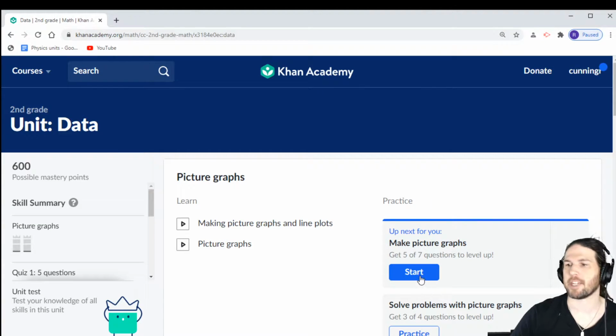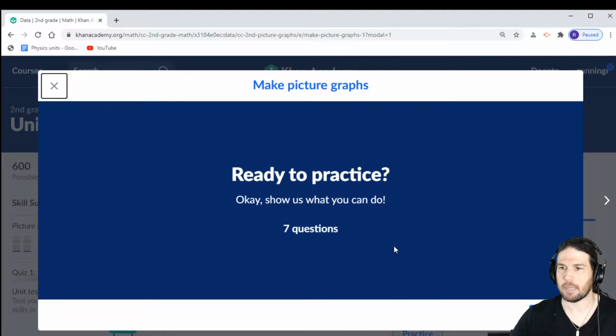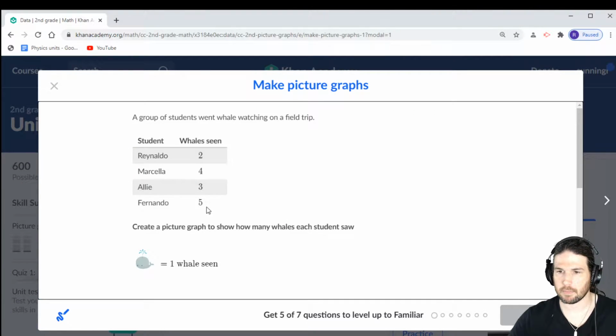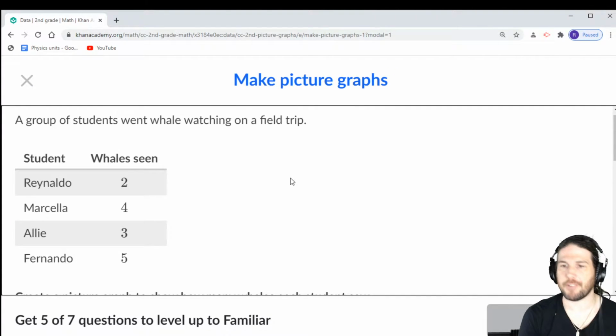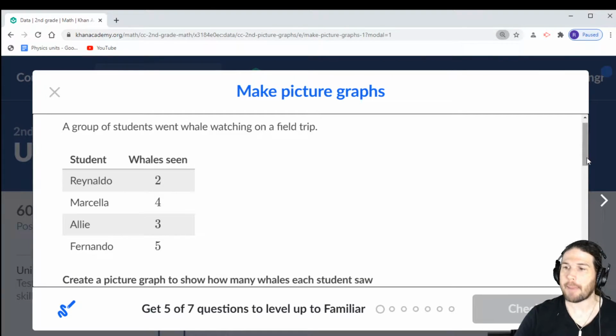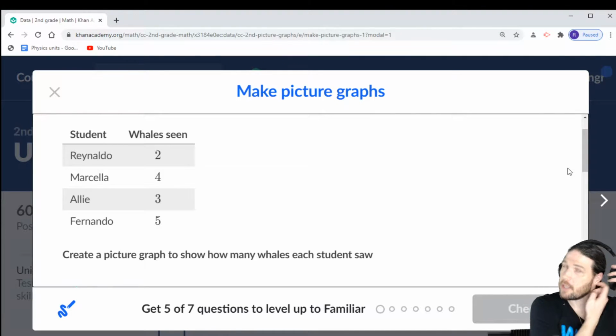So let's make some picture graphs. What's that even mean, picture graphs? A group of students went whale watching on a field trip. So we've got Ronaldo, who saw 2 whales, and we saw Marcella, who got 4 whales, and we see Ali, who saw 3 whales, and we see Fernando, who saw 5 whales. Create a picture graph to show how many whales each student saw. So that makes sense, right?